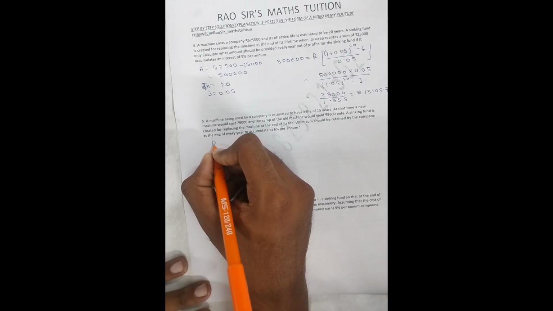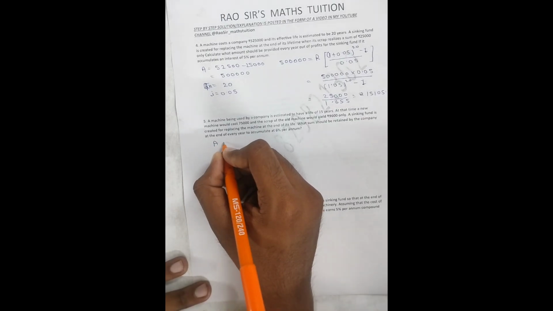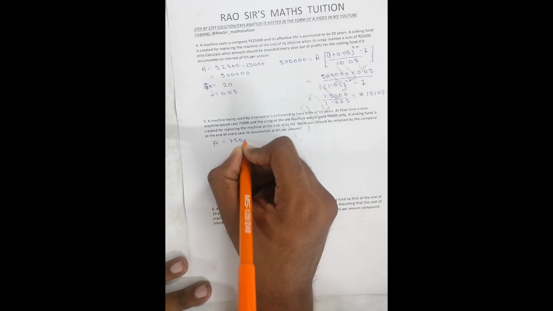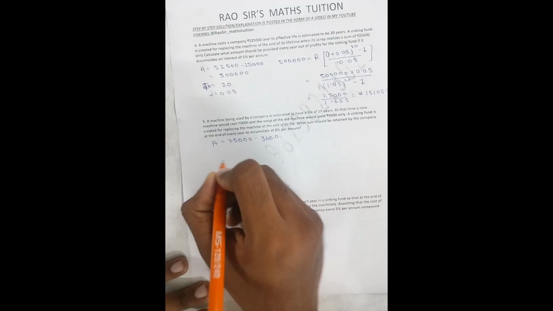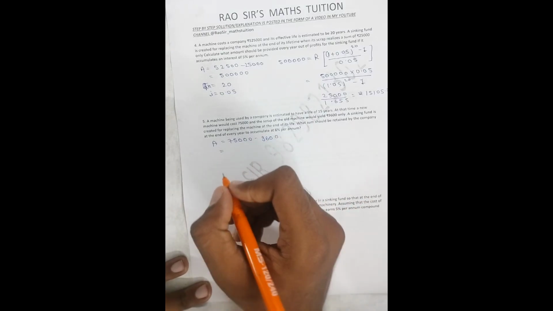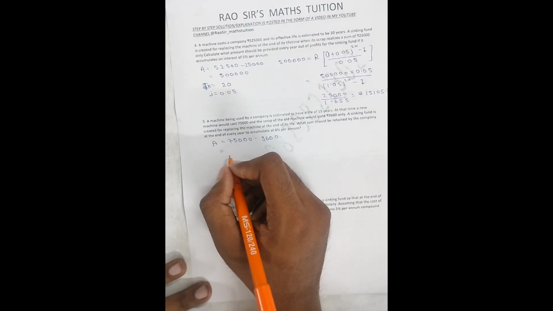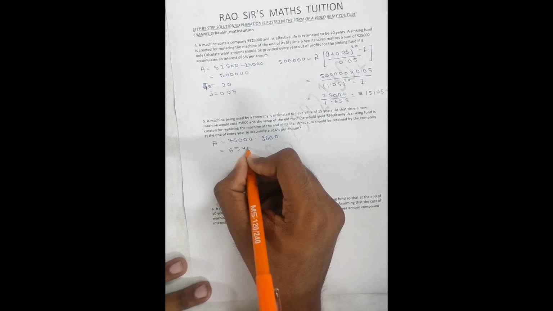Same type of question. Here also the amount is needed, and the scrap value is 9,600, so we have to subtract it from the amount.